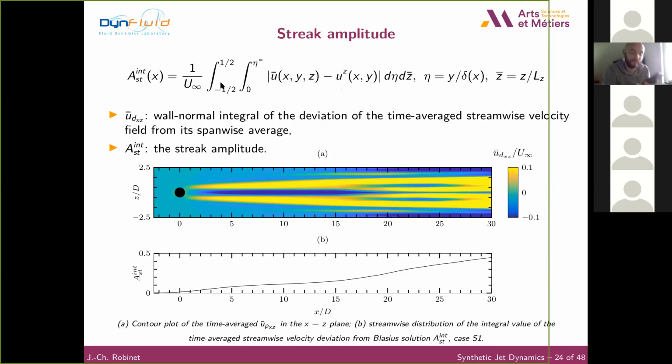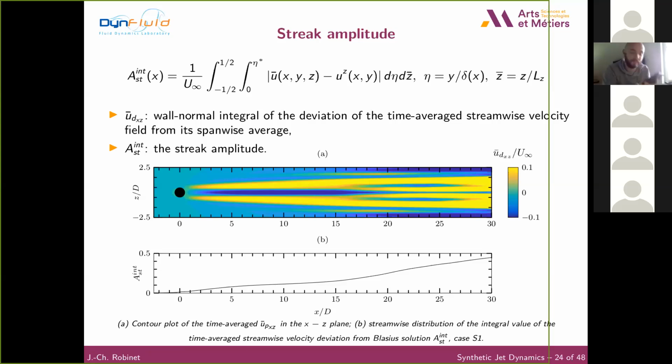And in this quantity, I can plot just the second part of this quantity, the integral in the normal direction and the difference of these two quantities. These two quantities is u bar dxy. This quantity describes accurately the influence of the streaks on the boundary layer. As you can see, you see the evolution of the streaks downstream.